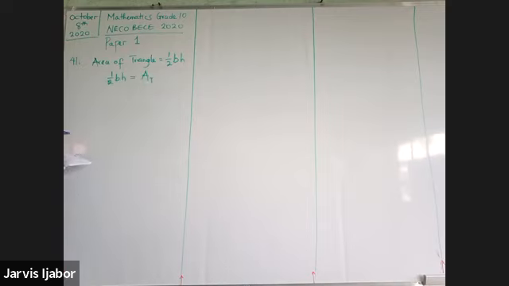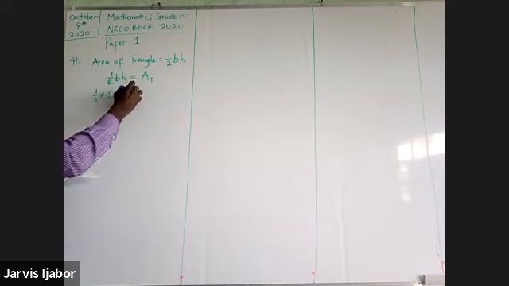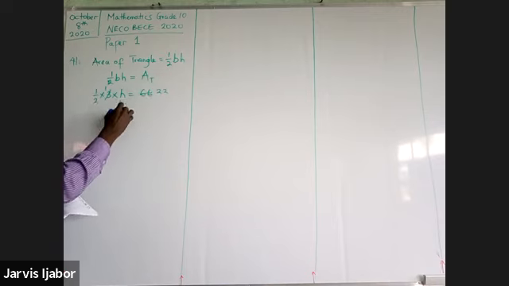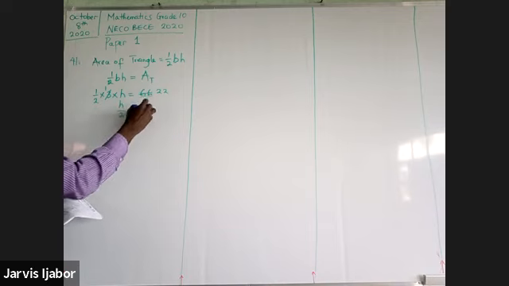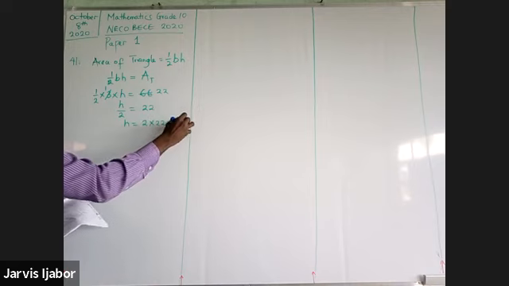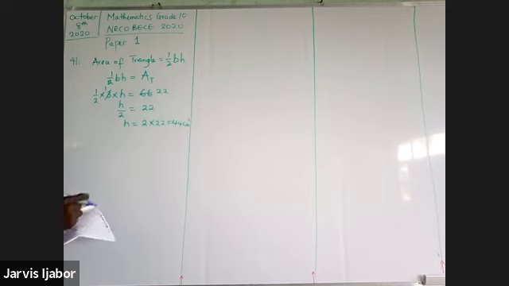So if that is in place, we can say that half times 3 times the height h will be equal to 66, and then I can divide here by 3. Divide here by 3, I'll get 22, meaning that h over 2 will be equal to 22, and h will be equal to 2 times 22, which will be 44 centimeters. Talking about the height, that option would have been C. All right, let's look at question 42.